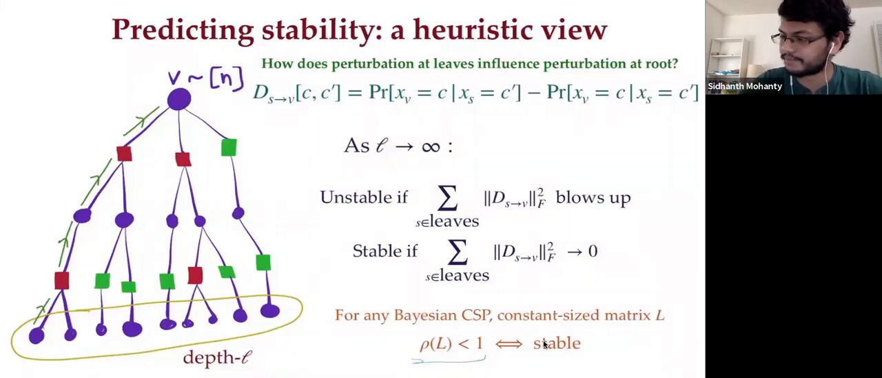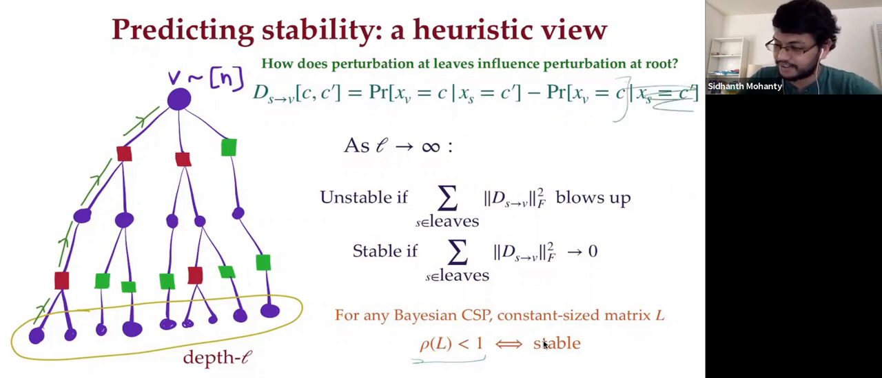Okay. Any questions about this? Okay, so I just want to reiterate the punchline of this part: you're stable when there's correlation decay, and you're unstable when there is correlation blow up.